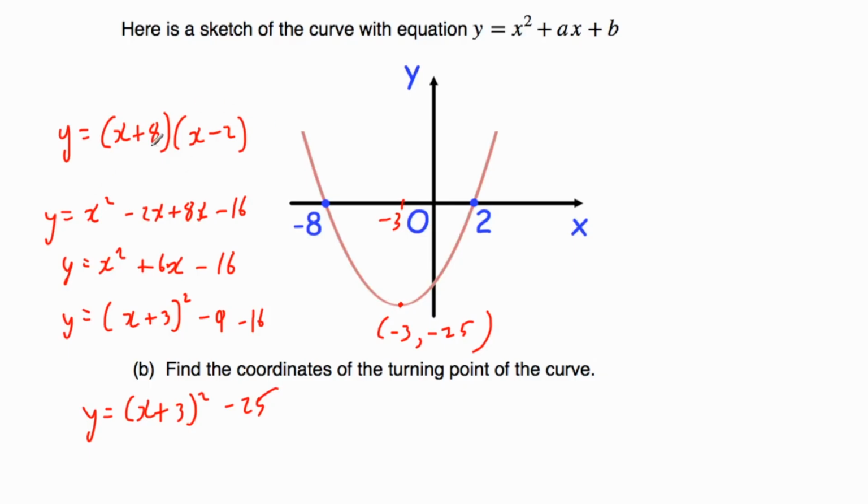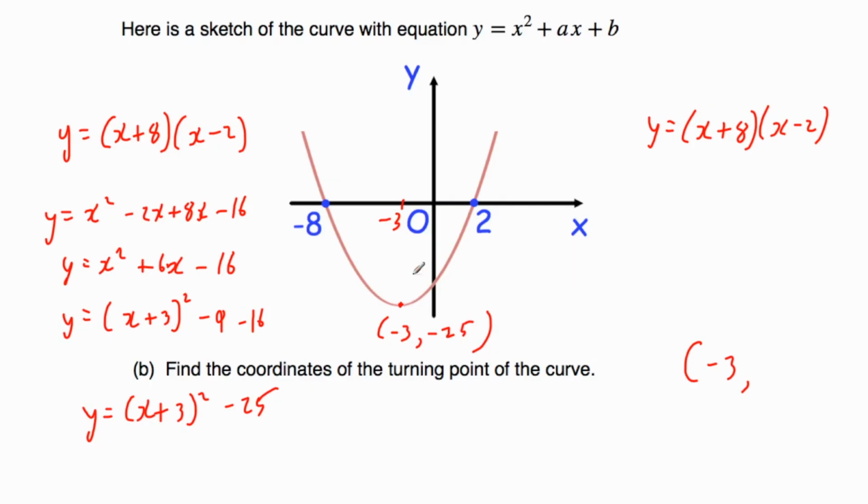Another approach would be, rather than expanding the brackets, we could have actually done this question a slightly different way. If we had y equals x plus 8, x minus 2, because we know that the parabola has got a line of symmetry, we could find the midpoint of negative 8 and 2. And remember, to find the midpoint of two numbers, we add them together and half it. So negative 8 plus 2 would be equal to negative 6, and half it is negative 3. So we know straight away that the coordinate has got an x-coordinate of negative 3, because it's going to be in the middle of these 2 points, because it's got a line of symmetry. So we knew it would have to be negative 3.